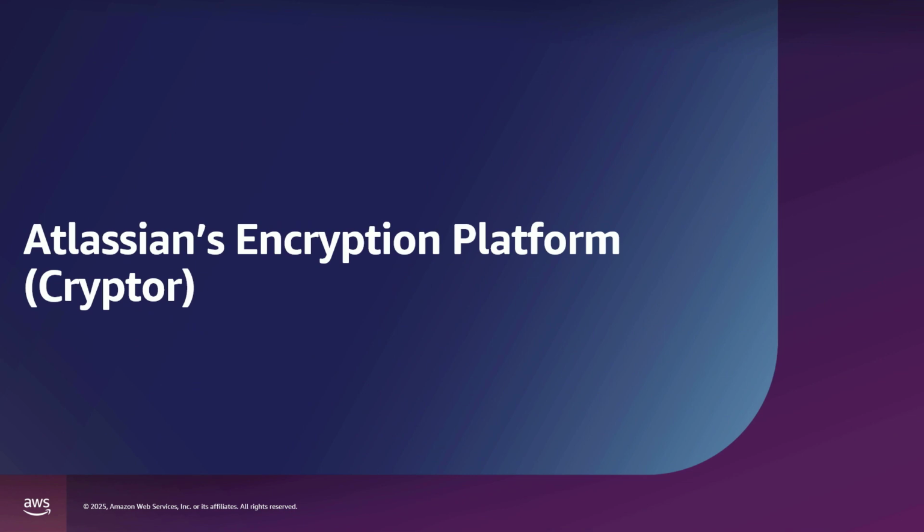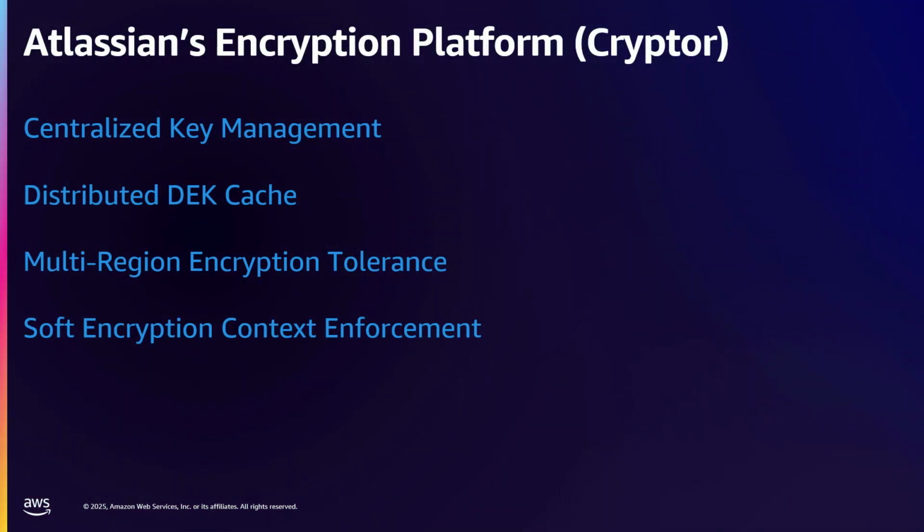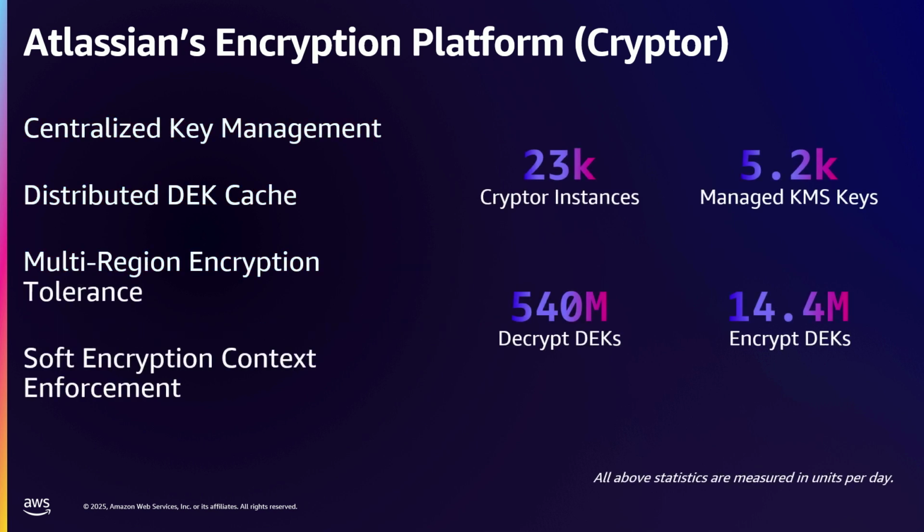So Atlassian's encryption platform, Cryptor, I mentioned that. It provides a few benefits to us. Centralized key management. We're going to talk about a lot of keys, and you're going to see some numbers here shortly. We manage over 5,000 encryption keys using Cryptor, and that's accessed across 23,000 compute instances inside of our network. The DEKs we were talking about earlier, there are going to be encryption DEKs and decryption DEKs. Encryption DEKs are ones that are actively encrypting customer data. Decryption DEKs are going to be decrypting that customer data. And we have 550 million of those in the decryption DEKs.